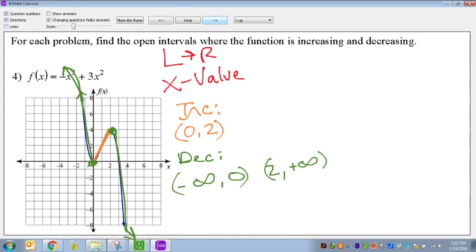So the graph is decreasing in 2 different spots, from negative infinity to 0, because then from 0 to 2 it goes up, it's increasing. And then from 2 to positive infinity, it's going down again. Whenever we have 2 intervals, like there's 2 different spots, we put a union symbol in between the 2 intervals to show they're together. They both decrease at those spots. Okay? So that is how we find intervals, and this was a cubic function. There we go.